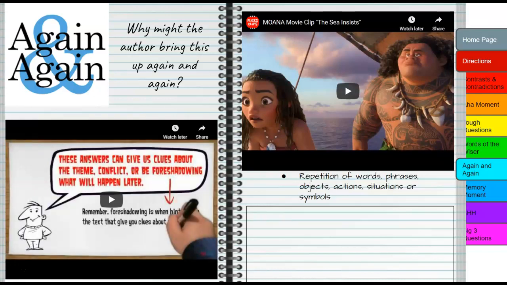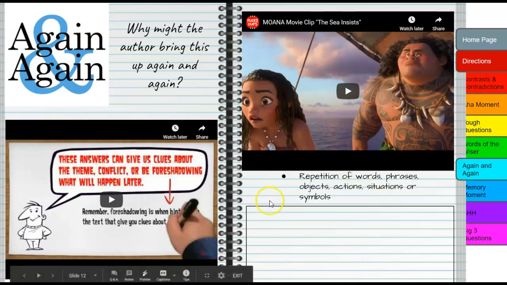So, again and again should also remind you of one of our literary devices, which is a motif. Now we're going to watch this clip from the movie Moana. And you are going to be looking for again and again.